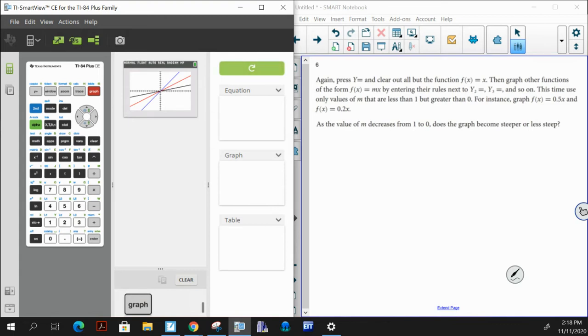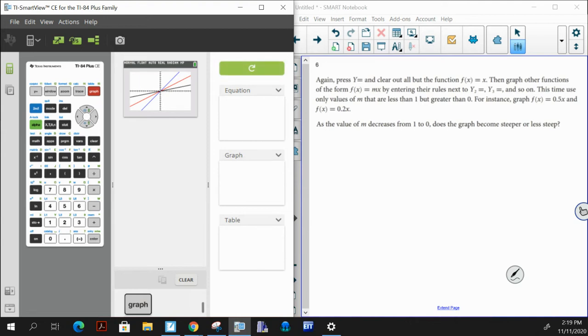That line, the blue one, is y equals x. So 0.5x, the red line, it's not as steep, is it? And the black line, remember, 0.2x, it's not as steep either.